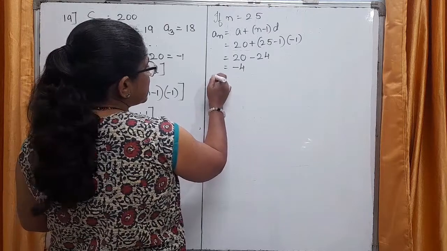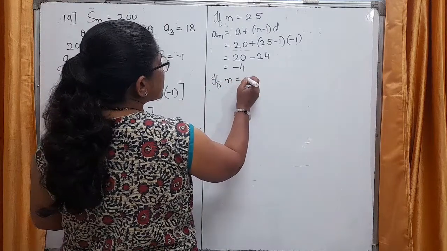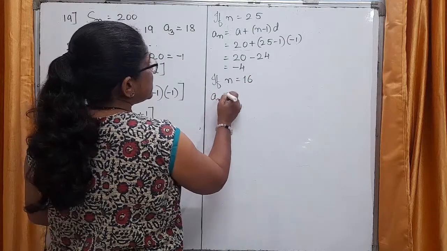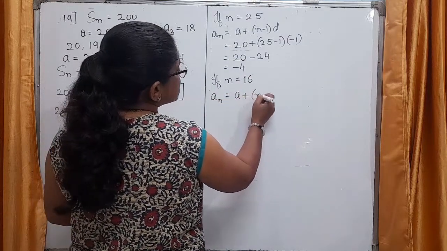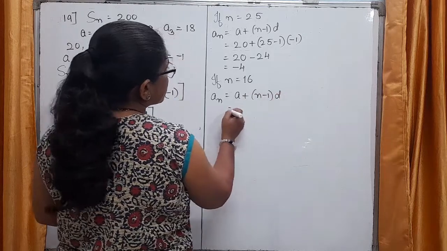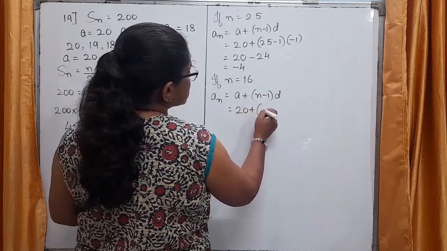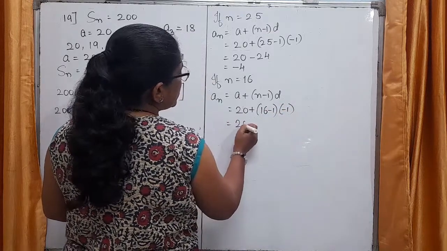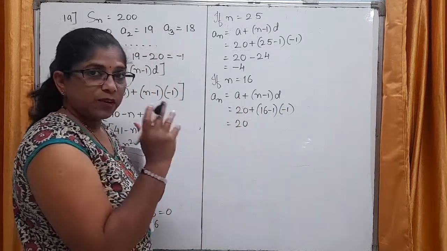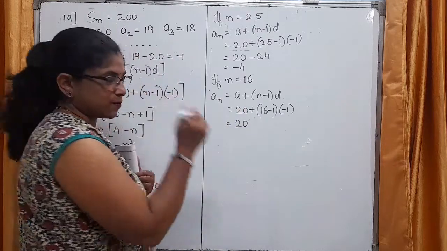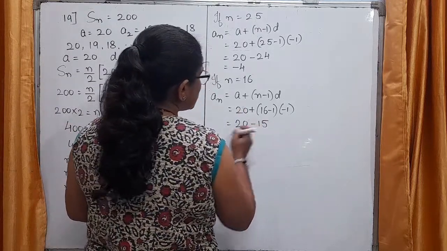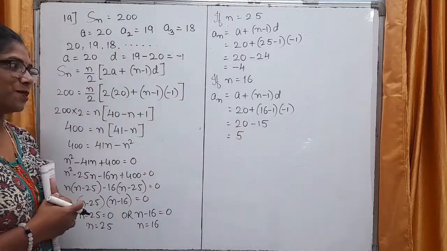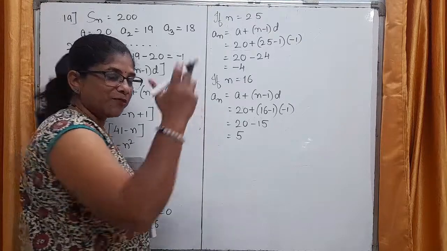So now let's consider n as 16. Let's find what is a_n in this case. a plus (n minus 1) into d. 20 plus (16 minus 1) into minus 1. 16 minus 1 is 15. 15 into minus 1 is minus 15. So 20 minus 15 is plus 5. Yes, this is possible. Number of logs can be 5 in the topmost row.